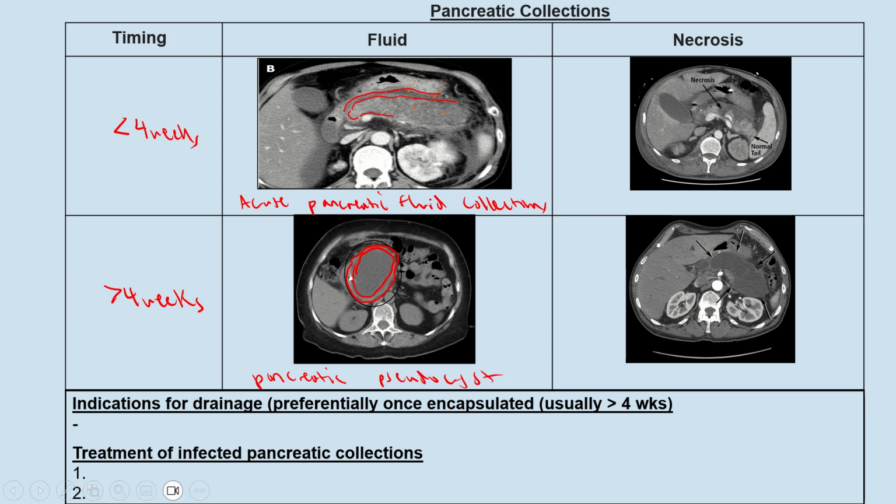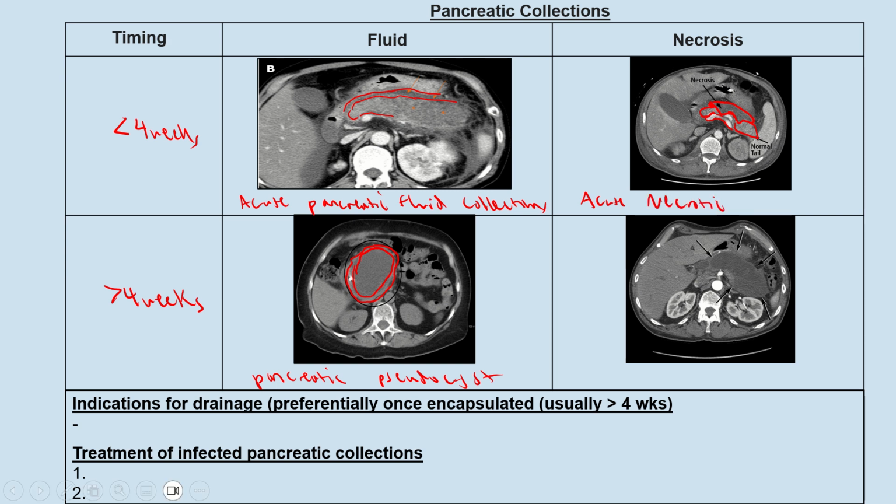Now, collections that come from necrosis, if less than 4 weeks, you can kind of see the pancreas here, a little bit of the outline here. This is probably the splenic vein right here, and then here in this dark area, you can see necrosis. So acutely, this dark area is going to be called acute necrotic collections.